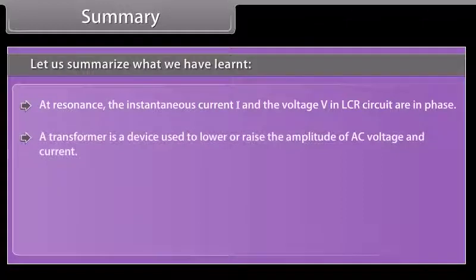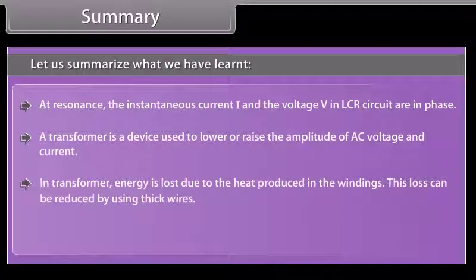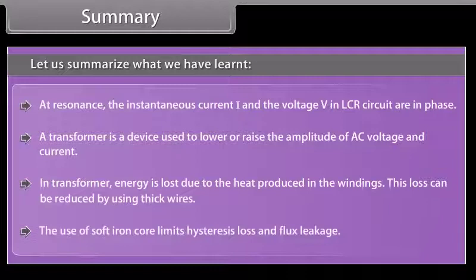A transformer is a device used to lower or raise the amplitude of AC voltage and current. In a transformer, energy is lost due to the heat produced in the windings. This loss can be reduced by using thick wires. The use of a soft iron core limits hysteresis loss and flux leakage.